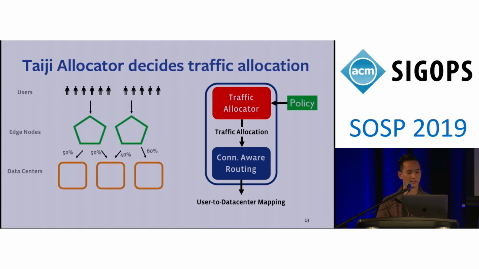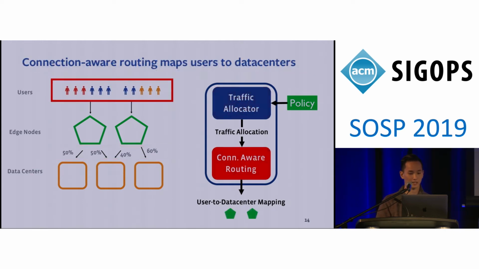The traffic allocator takes as input a routing policy configuration that specifies whether to prefer balancing utilization or network latency. The traffic allocator will output a traffic allocation, which is a percentage breakdown of how much traffic to send from each edge node to each data center. Connection-aware routing will take this traffic allocation as input and decide how to map users to data centers. Here, we have connected users routed together to improve the cache efficiency. So connection-aware routing will output a mapping of users to data centers, which is distributed to our edge nodes, and this will update the routing accordingly.